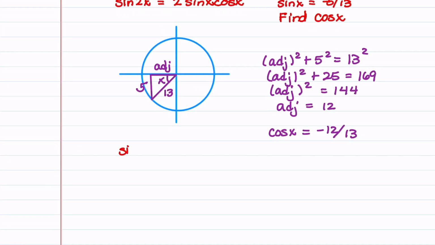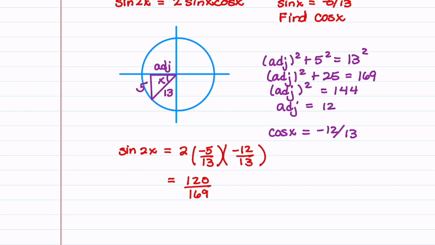We now have that sine 2x is equal to 2. We'll plug in our sine x, which is minus 5 over 13. And now we can plug in our cosine x, which is minus 12 over 13. When we multiply all these numbers out, we get that it's equal to 120 divided by 169. And that's our final answer.